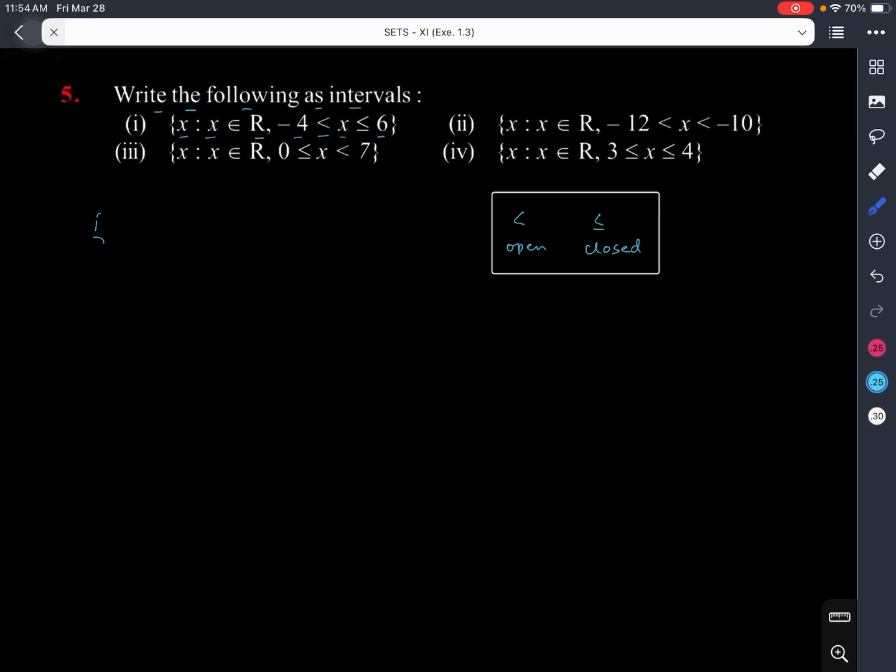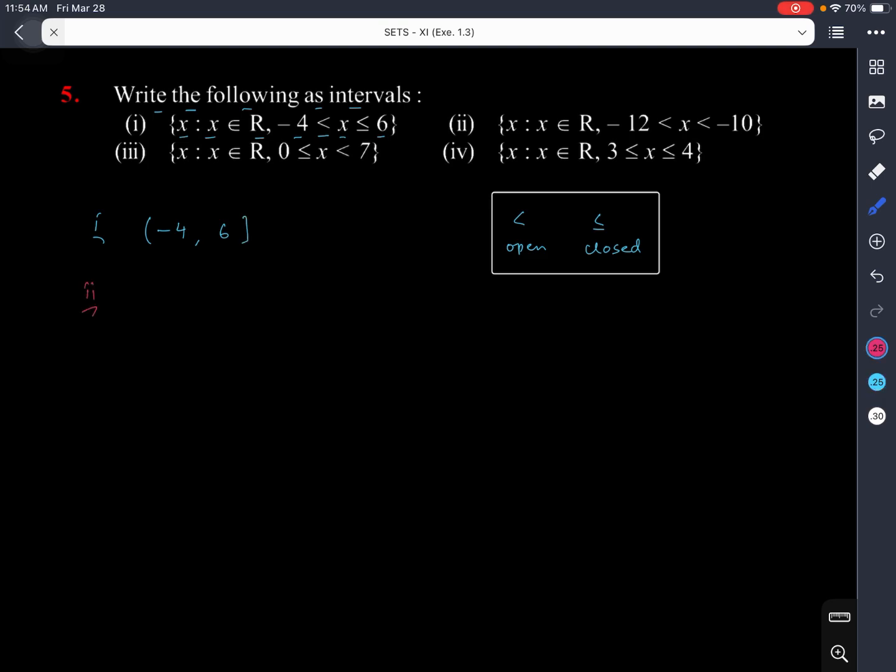So in part first, the interval will be represented as (-4, 6]. Here one can see that -4 is not included. That means that from this very side we'll be having an open interval bracket, and also we can observe that x is less than or equal to 6, which means 6 is included. So from right side, we'll be having a closed interval bracket.